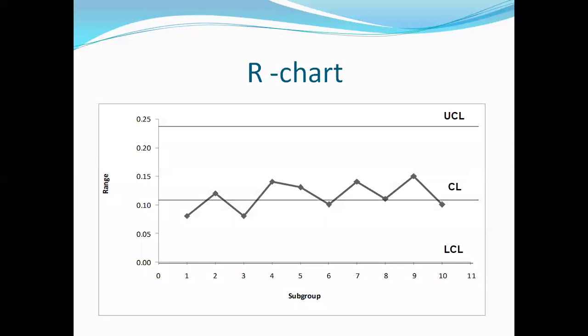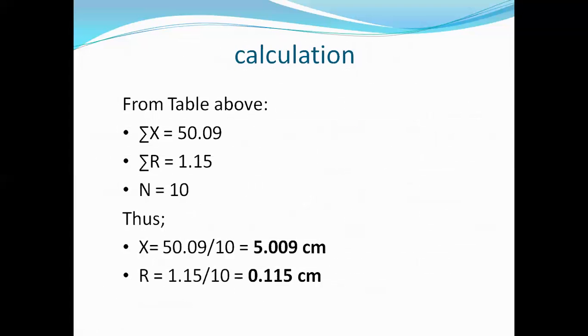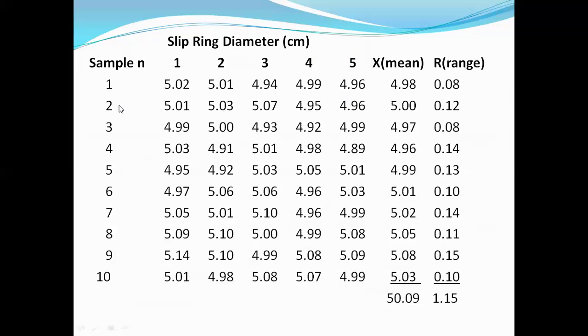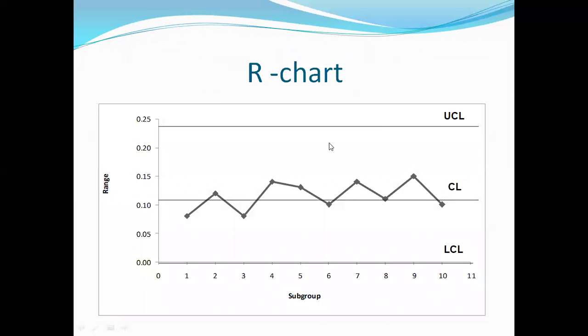Similarly, we can plot the R chart also. How can you plot the R chart? Here you just mention the range. Here you mention the subgroup. So how do you calculate the range? For sample number 1, range is 0.08. Okay. So here, for the first sample, the point is 0.08. Similarly, for the second you can plot, for the third you can plot, for the fourth you can plot up to the 10th. Similarly, plot the UCL, LCL, and control limit.